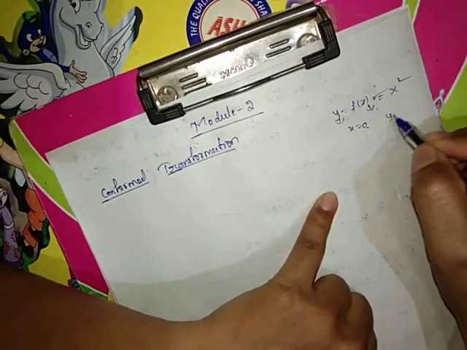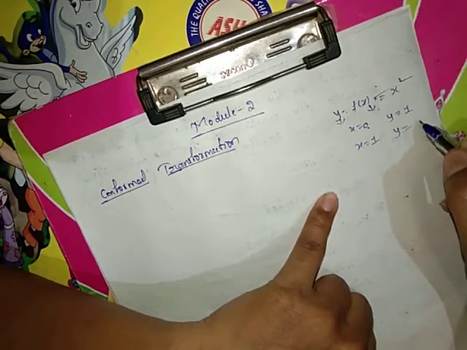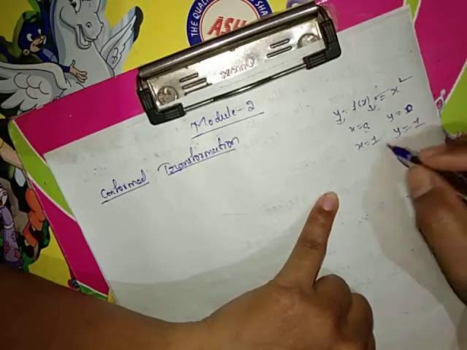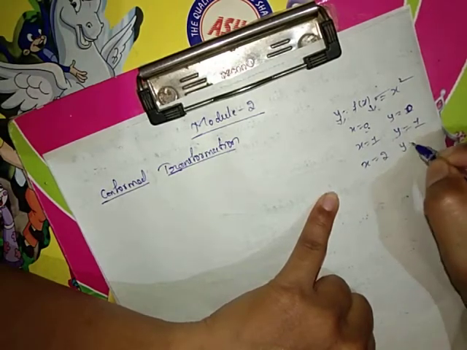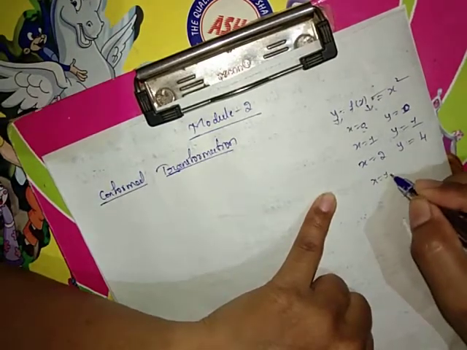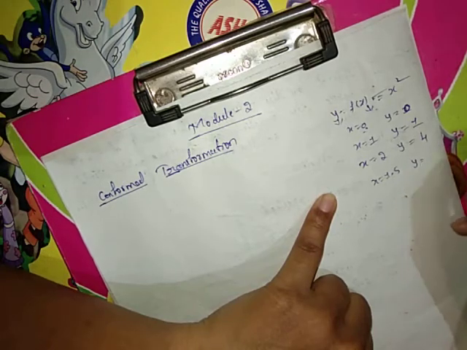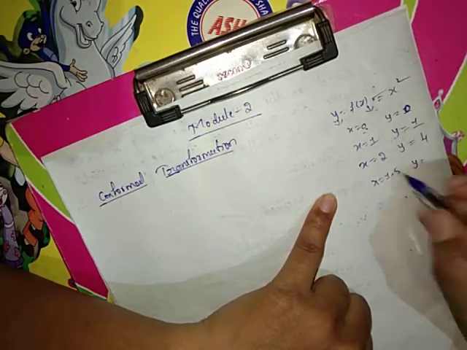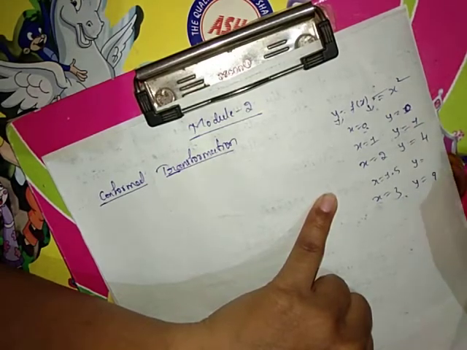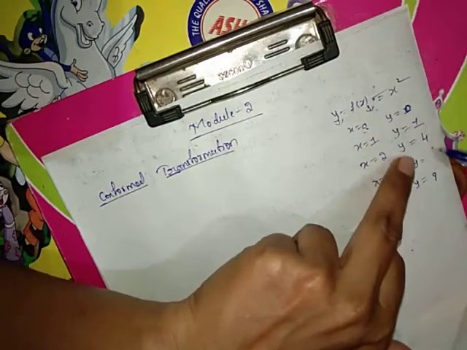If x is 0, y is 0. If x equal to 1, y equal to 1. If x equal to 2, y equal to 4. If x equal to 1.5, y equal to 2.25 something. If x equal to 3, y equal to 9. Like that, for every value of x, you get a corresponding value of y.